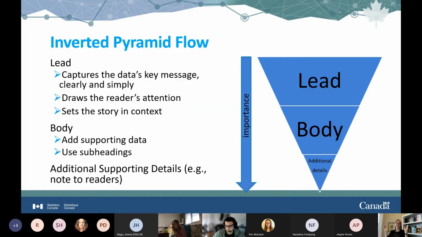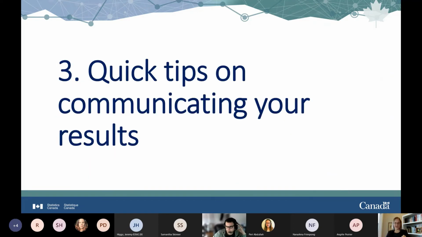My next section was, then as you progress in your inverted pyramid flow, you can add supporting data, secondary results or other results, and all additional detail is at the end, and end with our exercise.